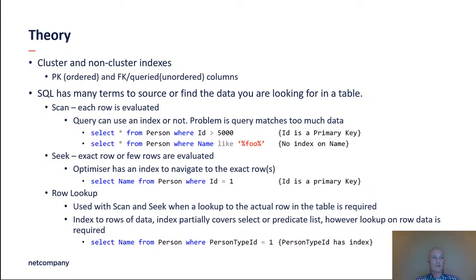Then the last term that we have is a row lookup. This goes together with a scan and a seek. This is where an index can give you a lookup record.